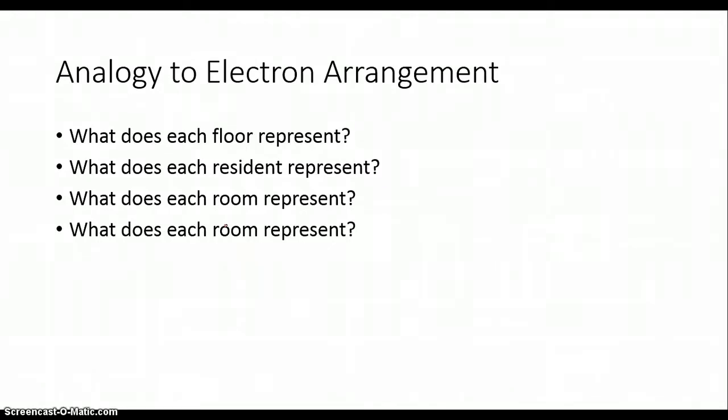Then, each resident represents a single electron. Each room represents an orbital, and this last one was supposed to say: what does each room type represent? The s, p, d, and f rooms represent the types of orbitals. So again, what does each room type represent? That's how it's supposed to read. It represents each of the types of orbitals.